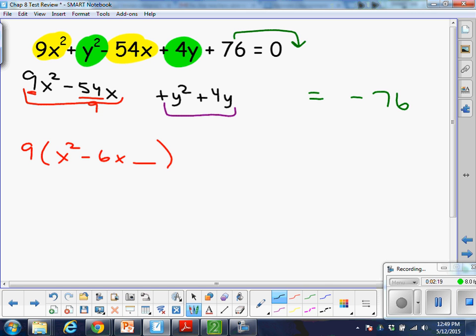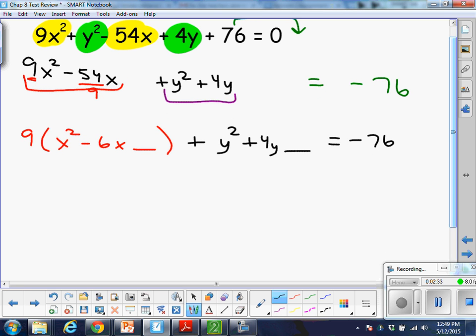We'll do a similar thing with the y values. That one actually didn't have a coefficient, so we don't need to worry about bringing anything out. But we will complete the square there. And it still all equals negative 76. Okay, so now we figure out what number goes in the space there.